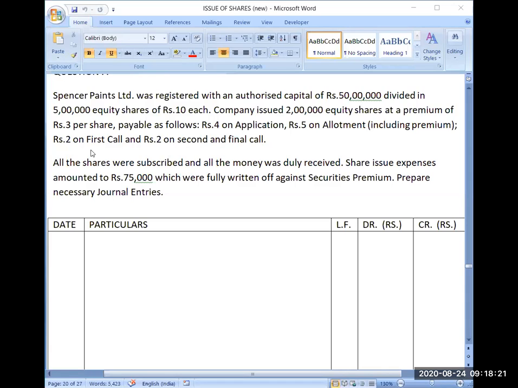Now the amount is payable as follows: rupees 4 on application, 5 on allotment, rupees 2 on first call, and rupees 2 on second and final call. Whenever you get this breakup, you should carefully add them first. Now add these all: 4 plus 5 plus 2 plus 2. Tell me the total amount.